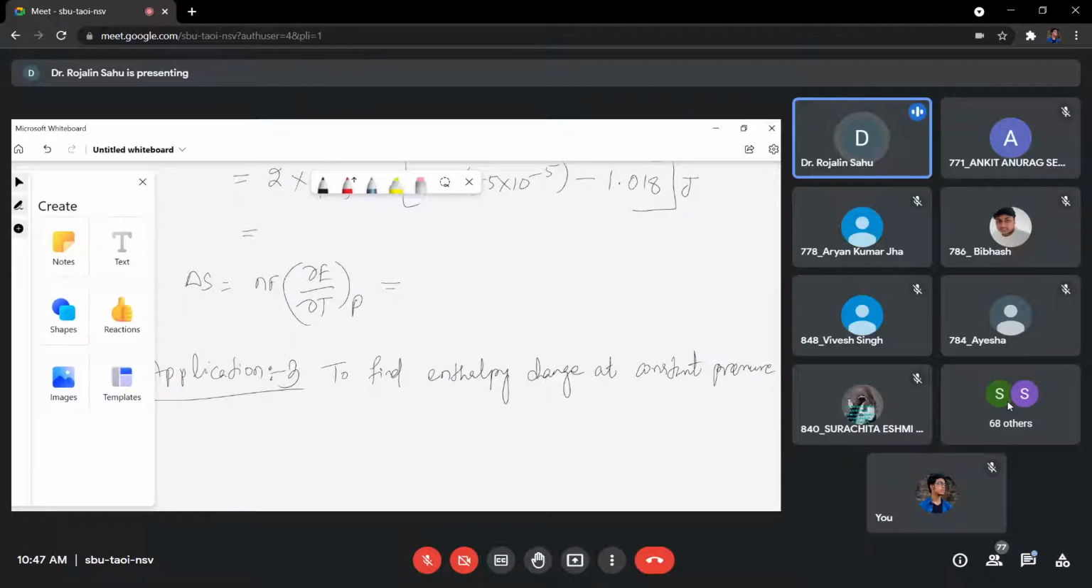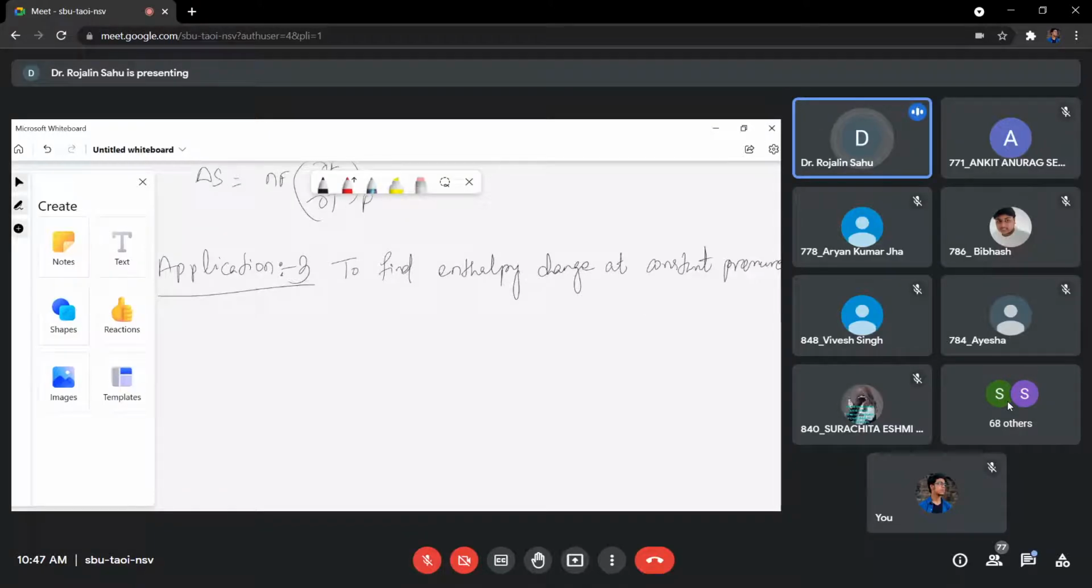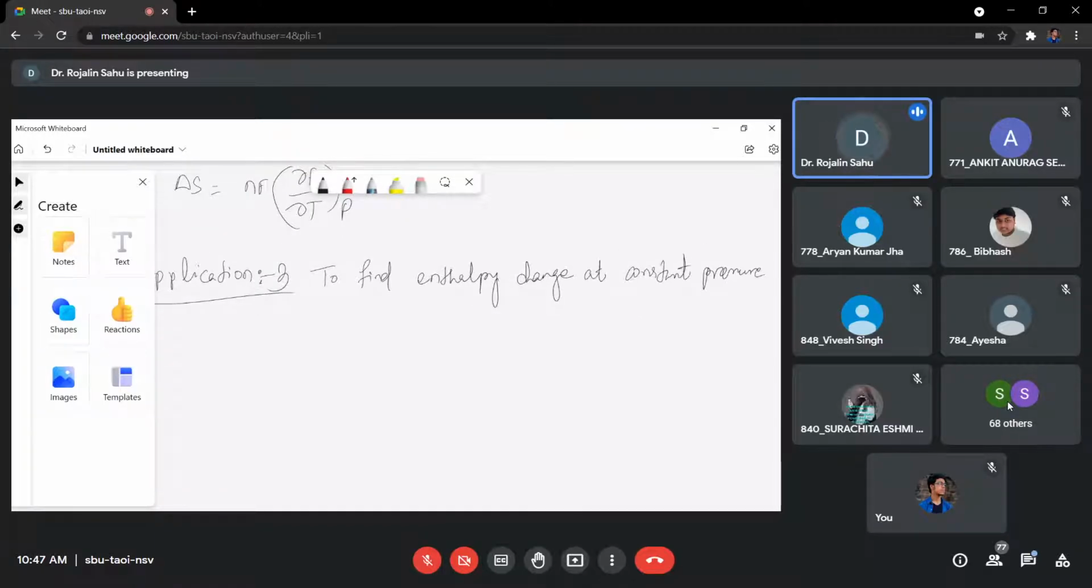So Gibbs-Helmholtz equation can also be used to find del H accompanying a reaction, providing the values of free energy change at two different temperatures. Okay, so if you get del G values at two different temperatures, then you can find out the change in enthalpy. Let us check how it can be used when the del G value is given for two different temperatures.